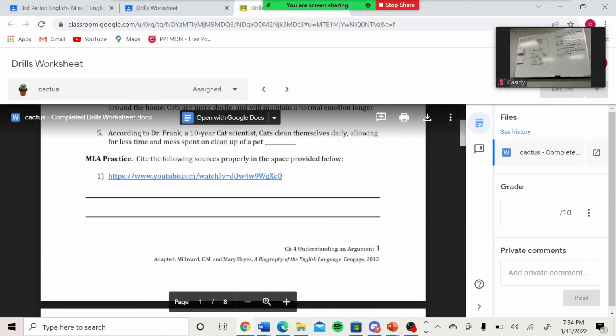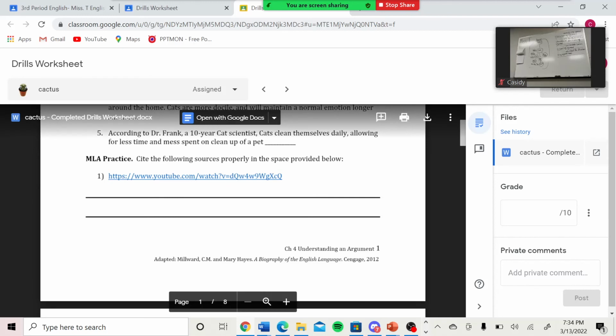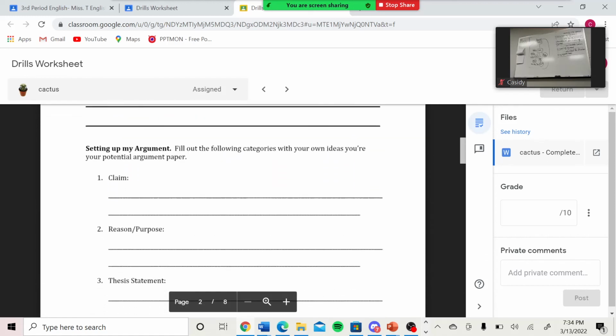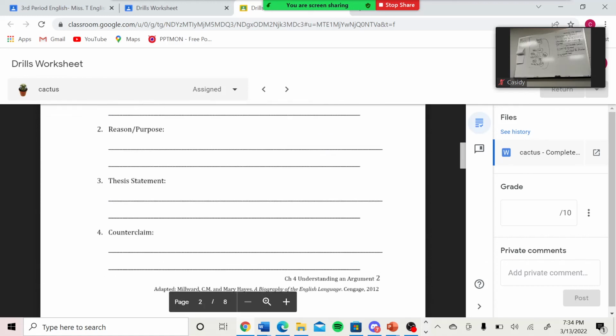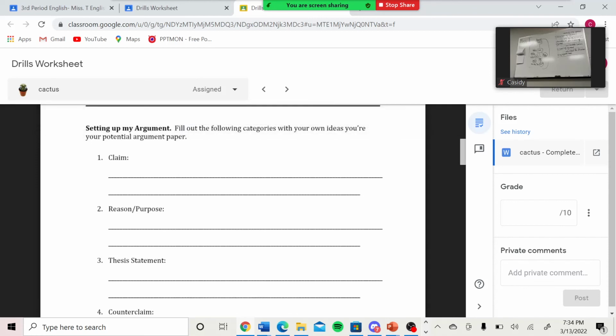Some might be missing, which is a good test for you to practice your citations. So you just click the link and, on the line, write down your citation in MLA format. And then after that, down here, I want you to start making up your ideas for your argument paper coming up. So I want you to write a claim, research purpose, reason and purpose, thesis statement, all of that.